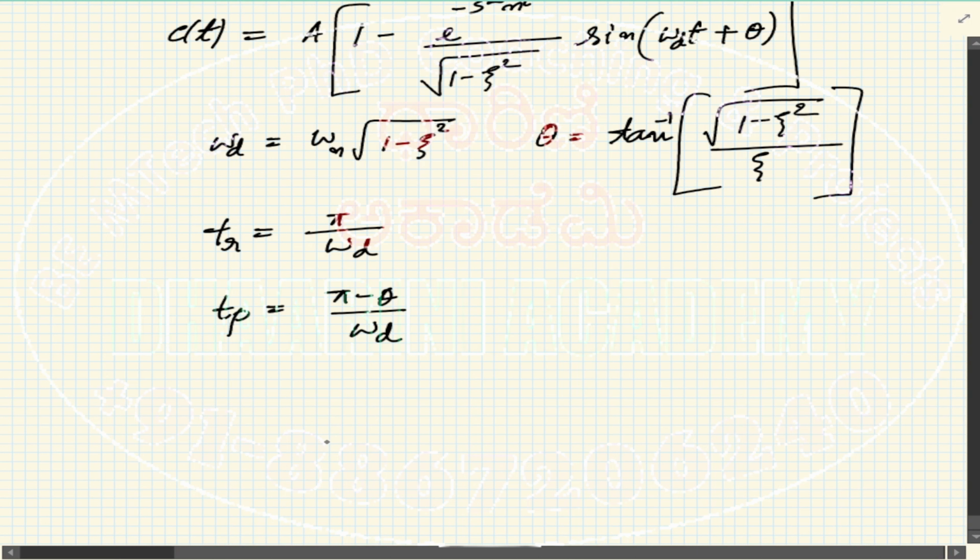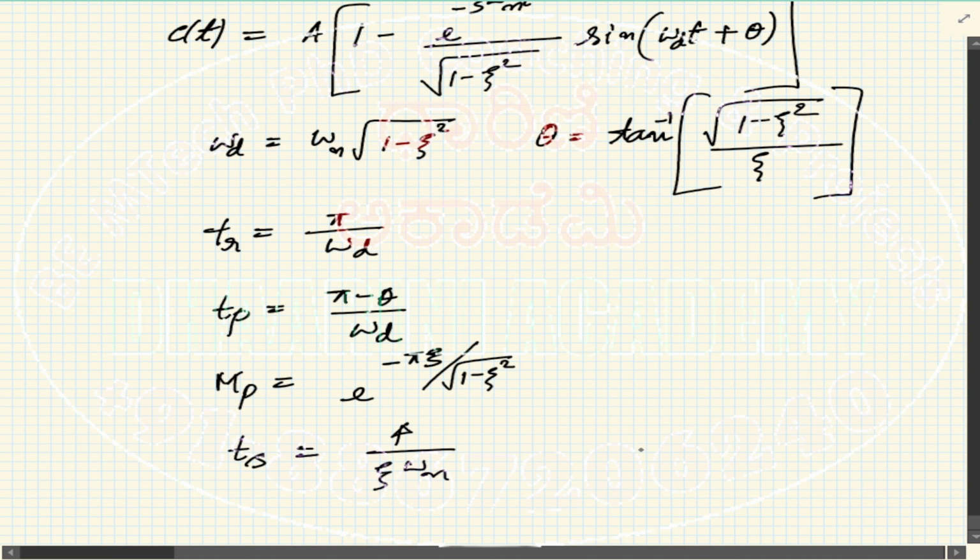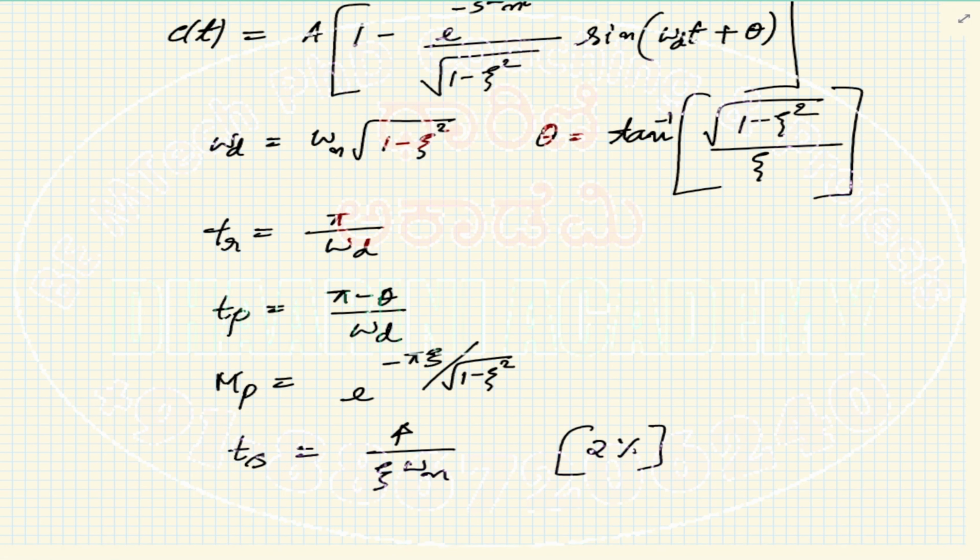Then we want to calculate the maximum peak overshoot. This can be calculated as e to the power minus pi zeta whole divided by root of 1 minus zeta square. And the settling time Ts should be 4 by zeta into omega n. This is actually for the 2% tolerance. So we use these equations and calculate the time response of the second order system.